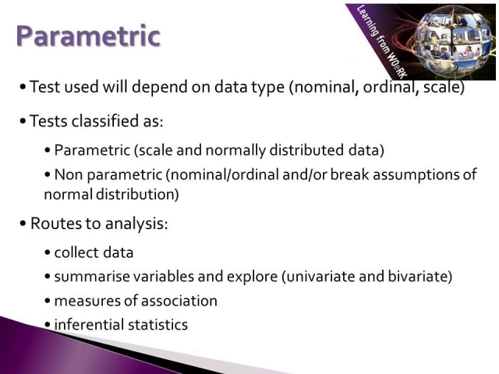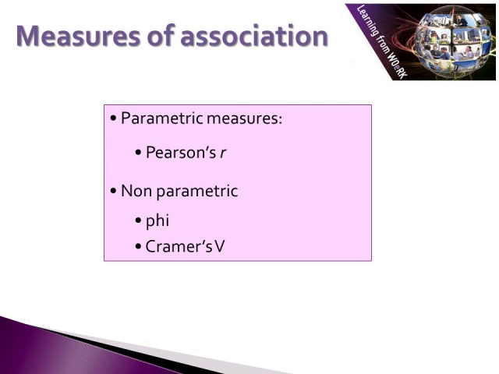Following these initial analyses, we then want to move on to measure the strength of any relationship that we have found between two variables. To do this, we start having a look at what we call measures of association. Now, for parametric measures of association, we deal mainly with what we call Pearson's R. For non-parametric, we deal with phi and Cramer's V.